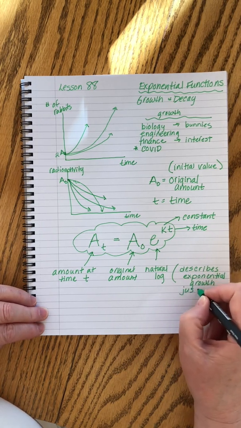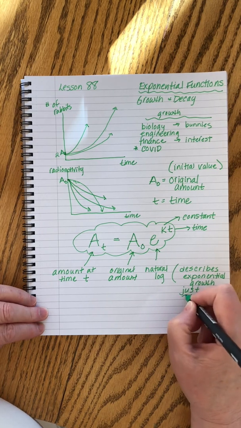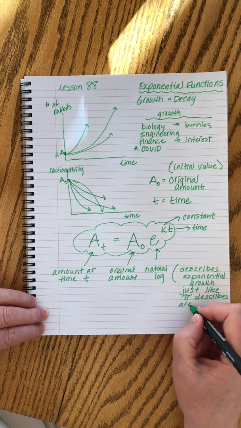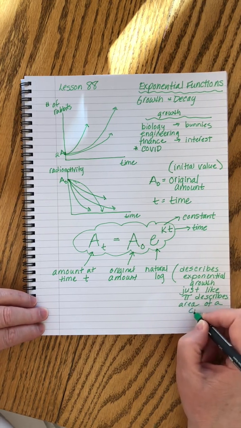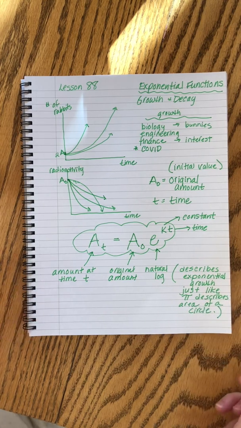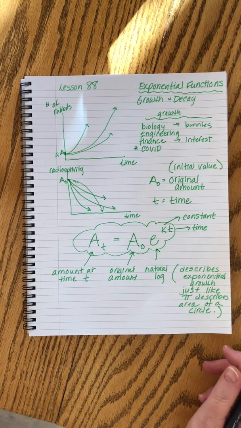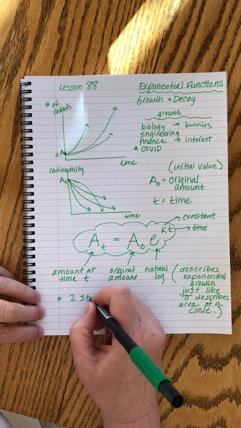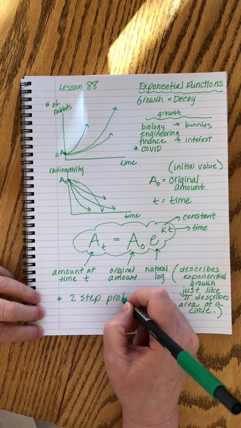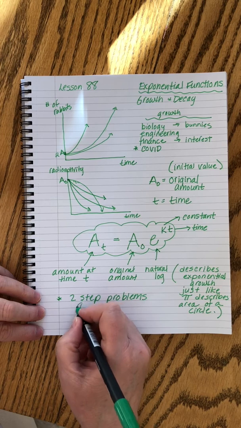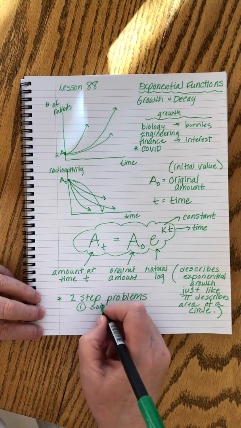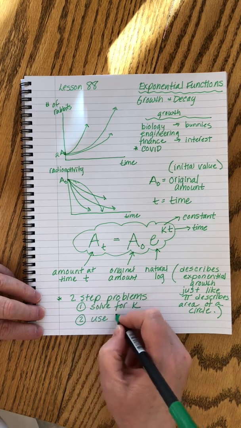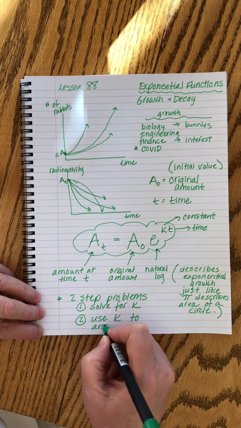Just like pi describes the area of a circle. All right, it's just a number that describes something. All right, so what we're going to do is two-step problems, as we have done before, where our first step will be to solve for the constant, and our second step will be to use K to answer the question, whatever that might be.